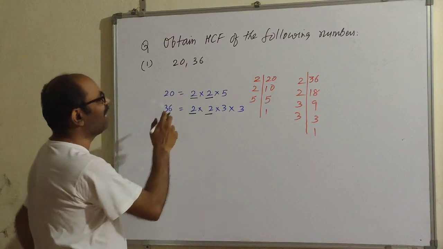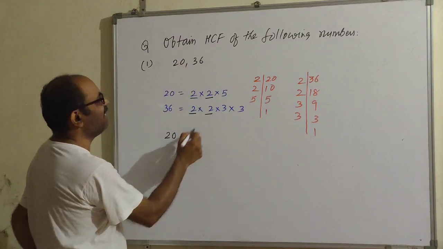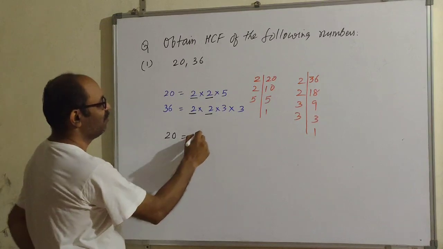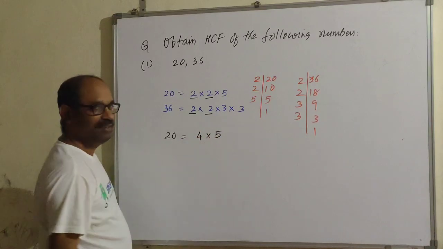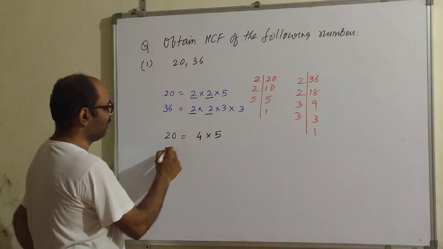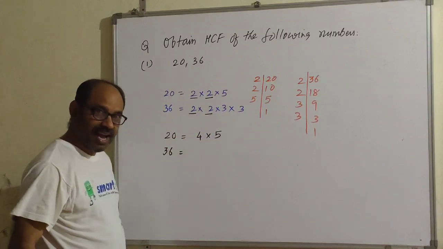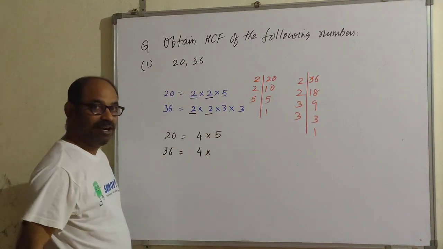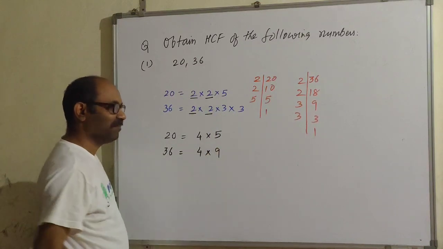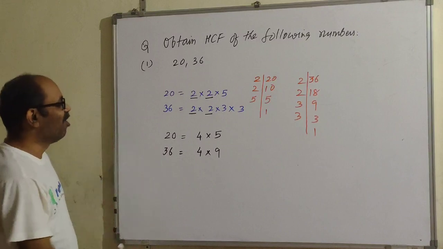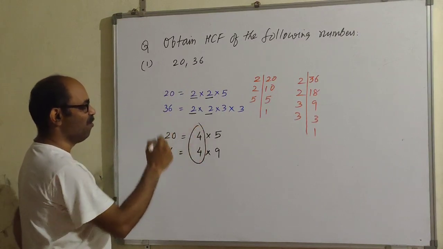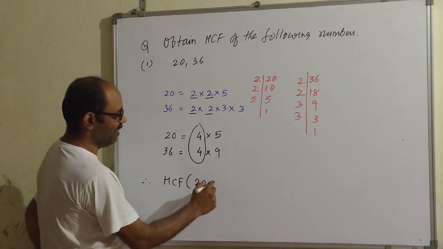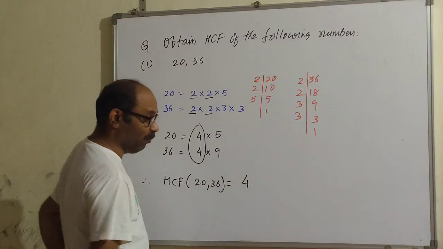So what is common? Children, I'm going to write one more time. 20 is equal to, what is the product of underlined factors? 4 into 5. Well, 36. What is the product of underlined factors? 4 into the ones which are not underlined, their product is 9. Here you have to observe this 4. Therefore, HCF of 20 and 36 is 4.